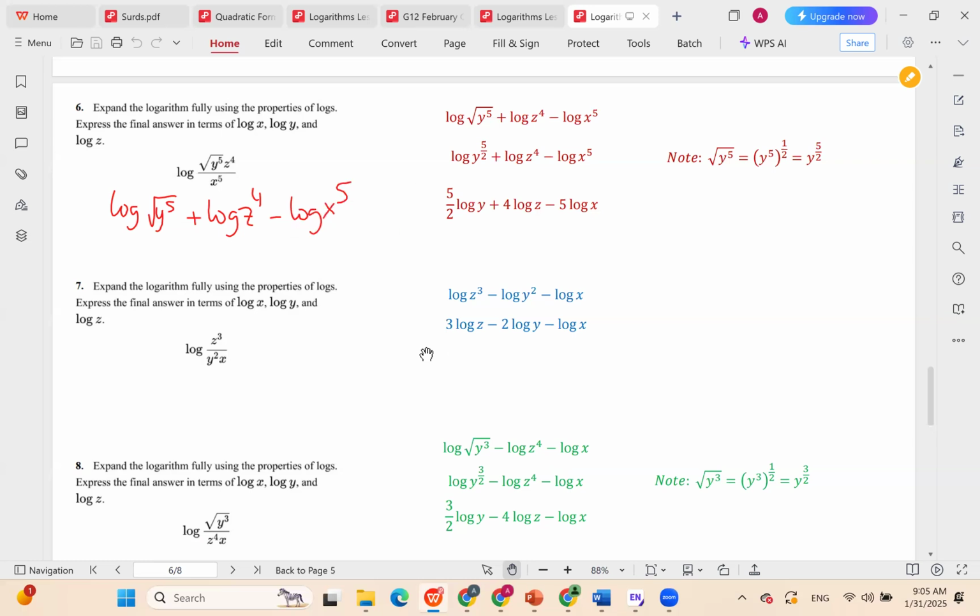And then we want to be able to handle this term which has a power and a root. Remember, in a previous video, we said that root of x is the same as x power half. So root of y power 5 becomes y power 5 all power half, which is y power 5 over 2. So instead of root y power 5, we can rewrite this as y power 5 over 2. And then we kick out the powers, so we get 5 over 2 log y plus 4 log z minus 5 log x.